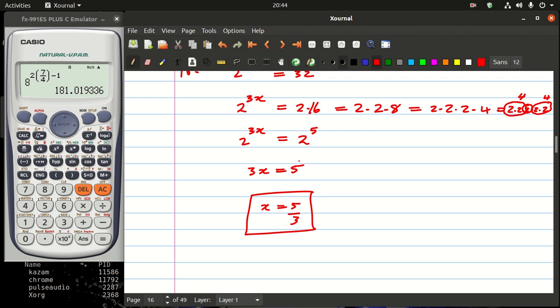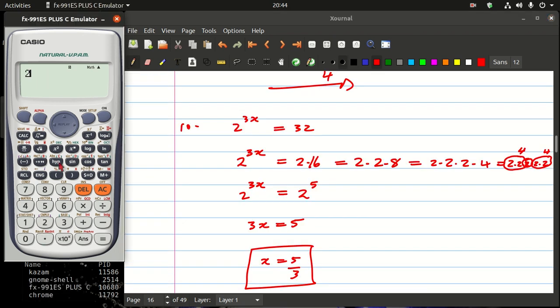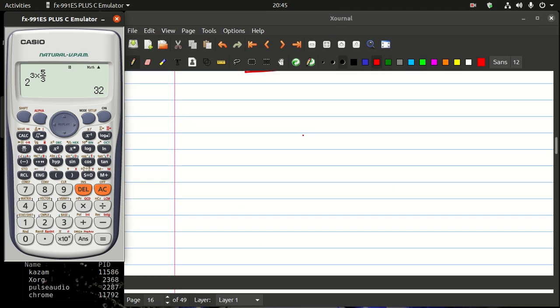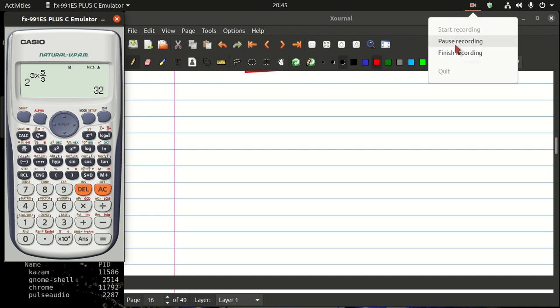We can test this. I have 2 raised to 3 times 5 divided by 3. What is the answer? The answer is 32, which is that. So we are done. We have solved our x. Hopefully, this has brought some clarity on how to actually deal with these problems. Thank you.